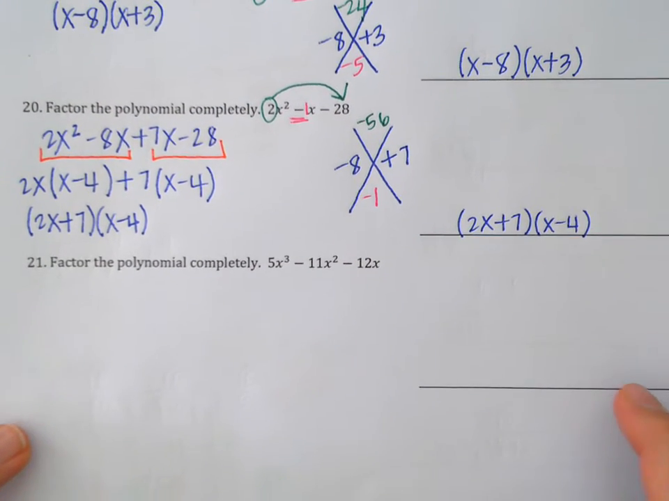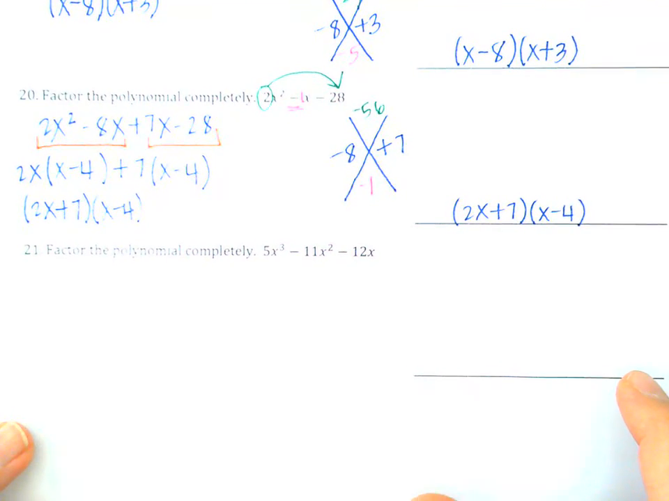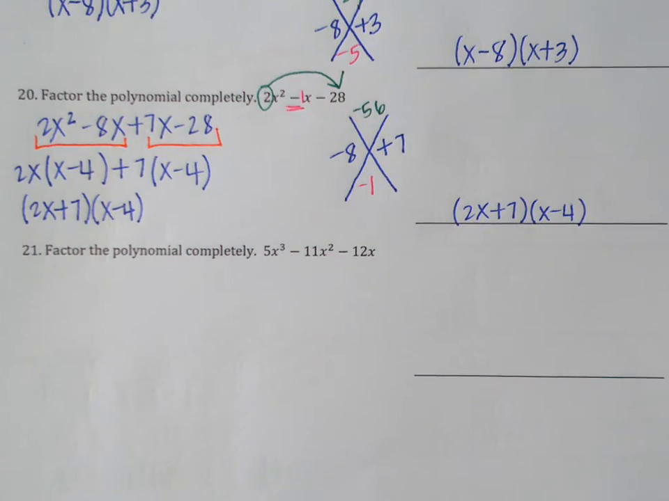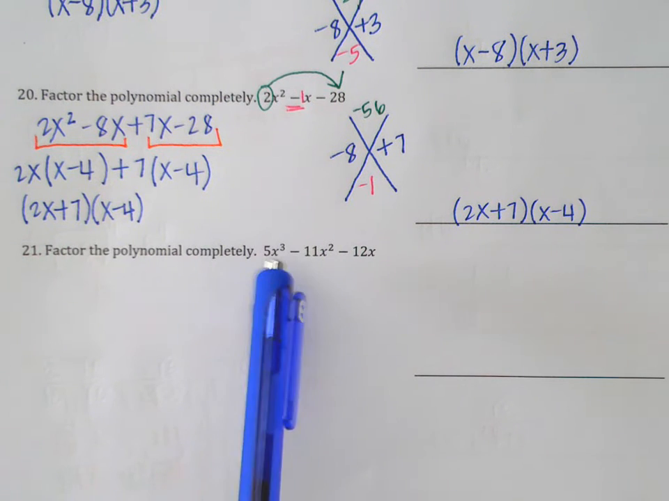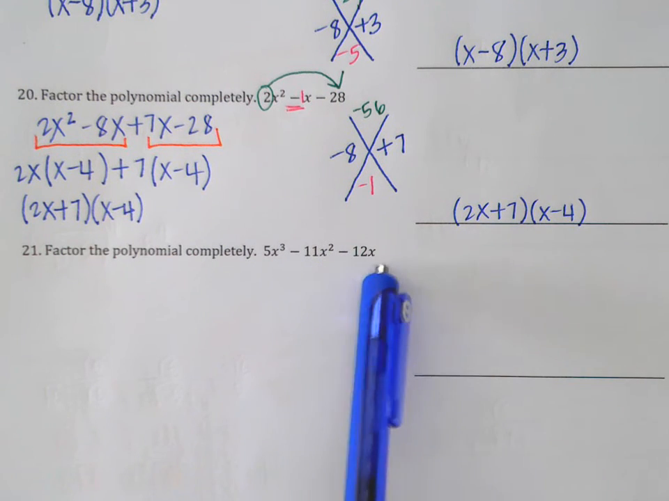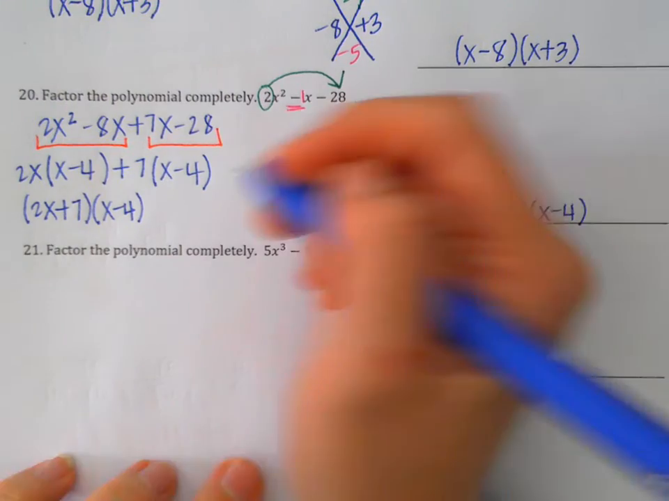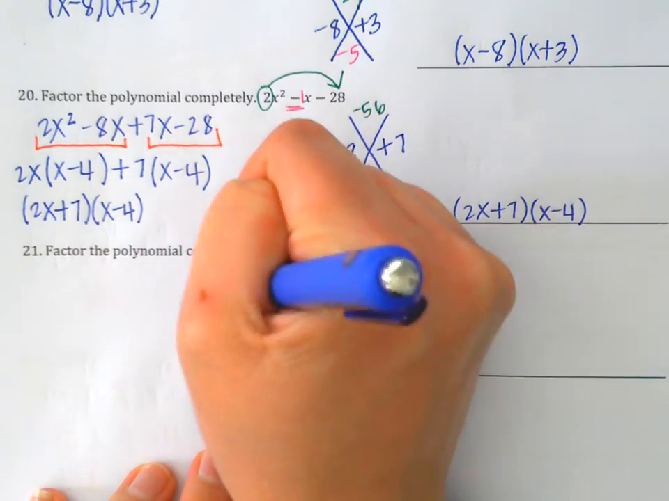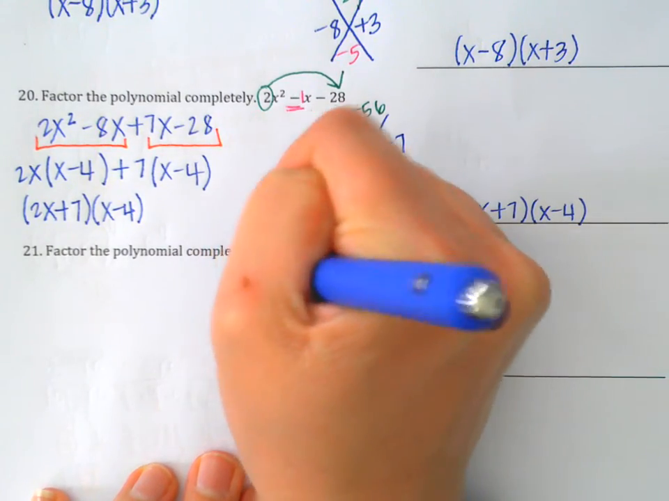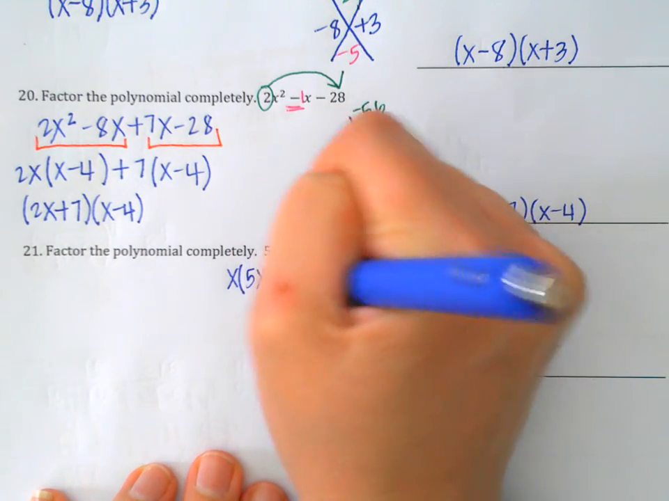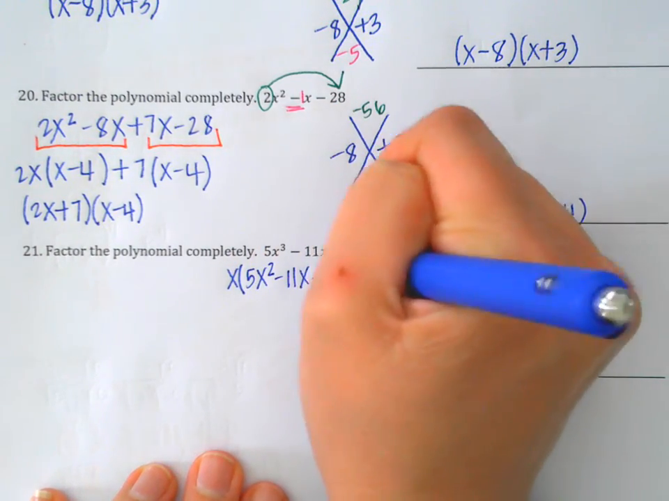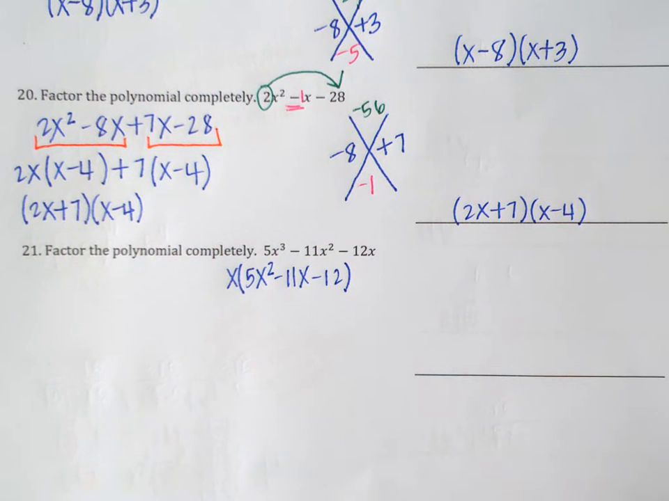Okay, last one of the study guide. So we have 5x cubed minus 11x squared minus 12x. I look first to see, is there a GCF? And if we notice, there actually is. This has an x, this has an x, and this has an x. So I can just start by factoring out my GCF. 5x squared minus 11x minus 12 is what's left.